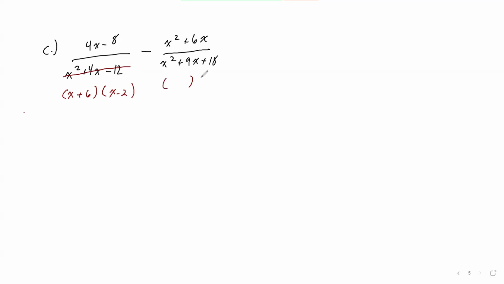Do the same thing over here. So trinomial factors into two binomials where the leading term is an x. So it multiplies to 18 but adds up to 9. It'd be 6 and 3. All right, so I notice this one is missing the x plus 3, and this one's missing the x minus 2. So now I'm going to write them all out. So x plus 6, x minus 2, x plus 3. There's my denominator. Of course, what I do to the bottom, I must do to the top.